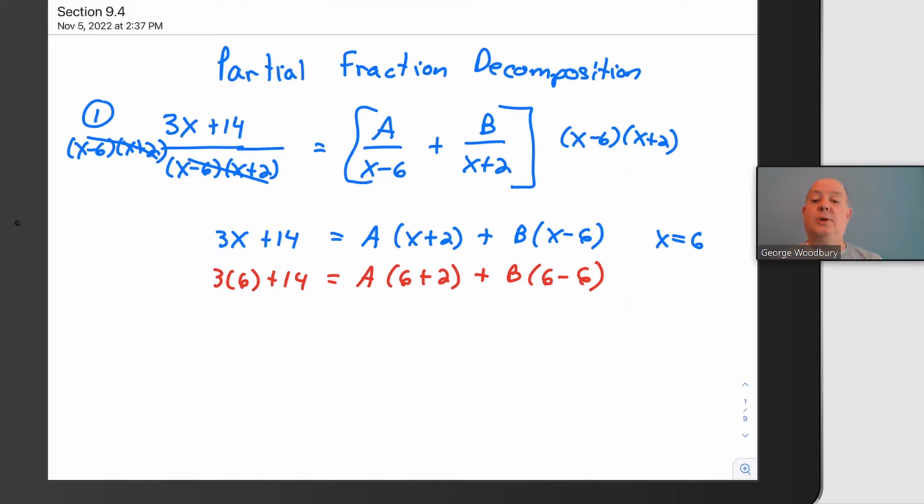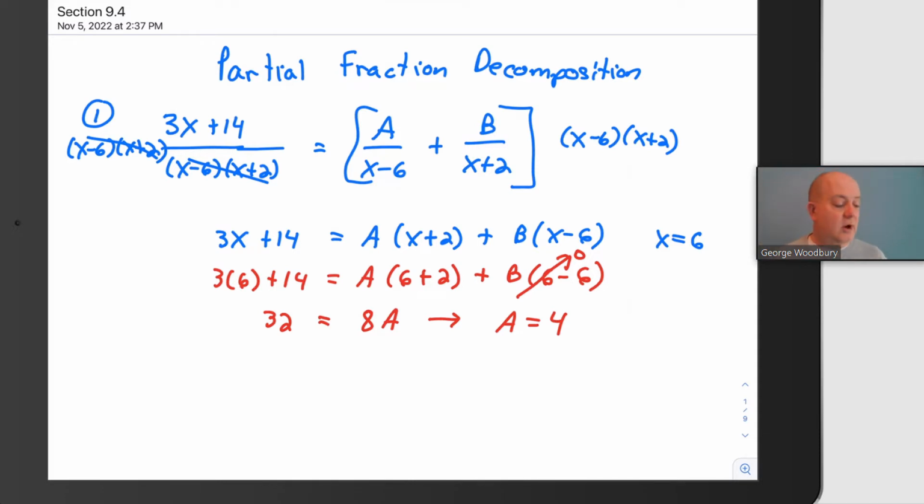On the left side, 3 times 6 plus 14, that's 18 plus 14, or 32. On the right-hand side, A times 6 plus 2, that is 8A. And B times 0, this piece goes to 0. So we can solve this for A by dividing both sides by 8, and we find out that A is 4. So we're halfway home.